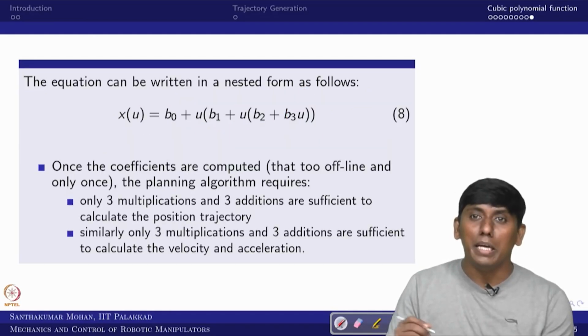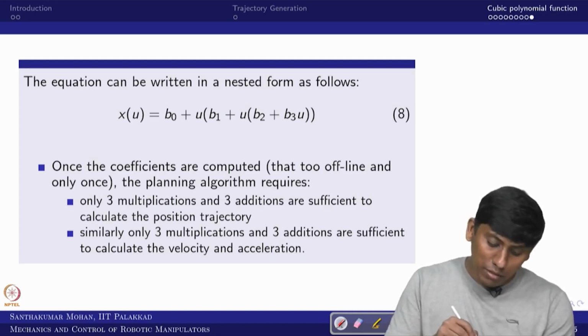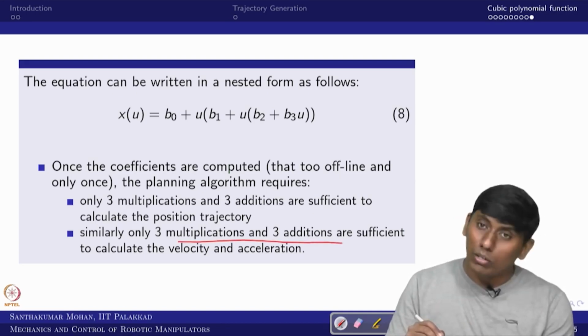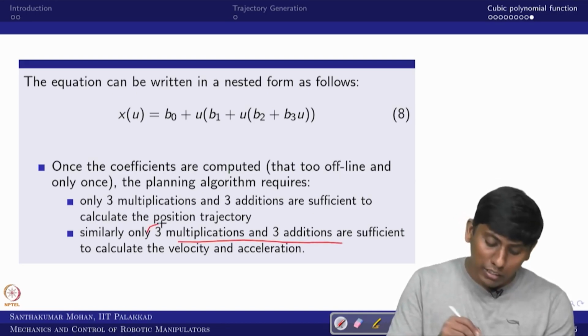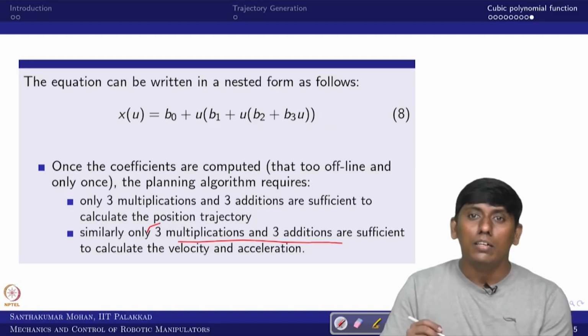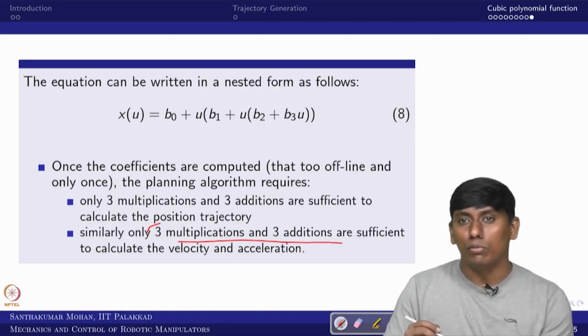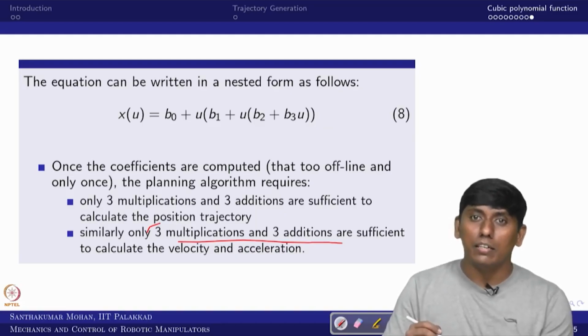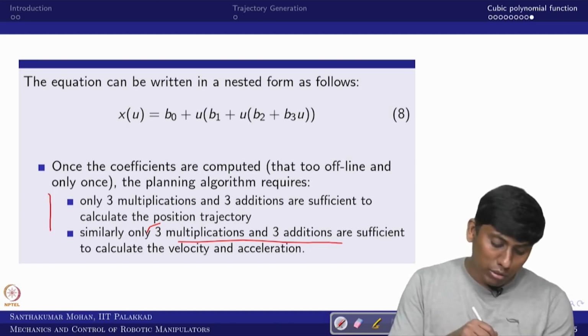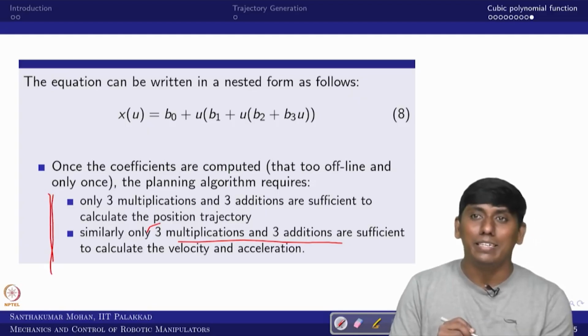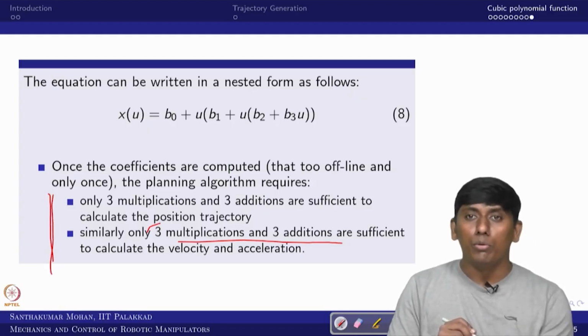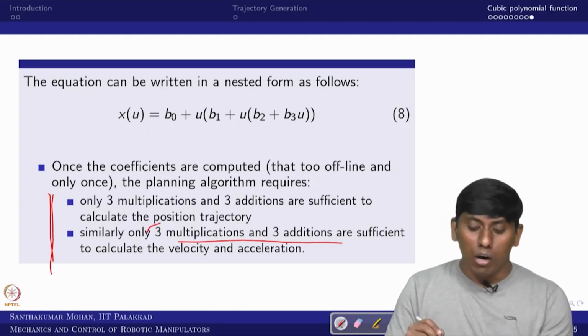The nested form makes things very simple, because the velocity and acceleration also contain only 3 multiplications and additions. So in that case we can easily solve all of this, and it can be easily implemented. Now you have seen how the cubic trajectory comes about.